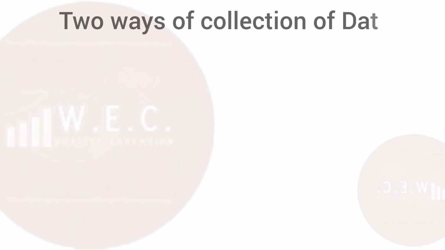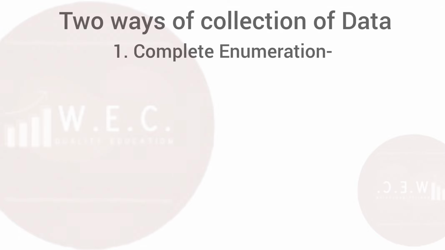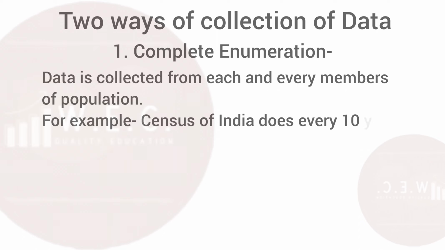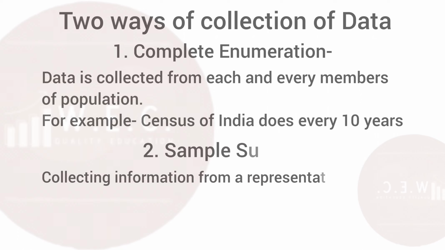So there are two ways of collecting data. Number 1, complete enumeration, that is census. If data is collected from each and every member of the population, then it is called census or complete enumeration. In India, the census takes place every 10 years. The most recent census took place in 2011, and it was to be held again in 2021, but due to the COVID situation it was postponed.